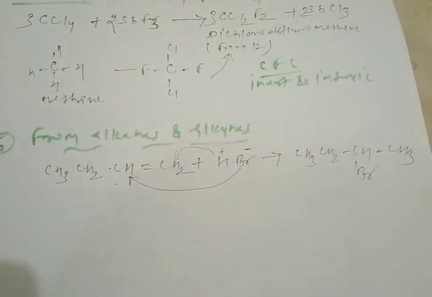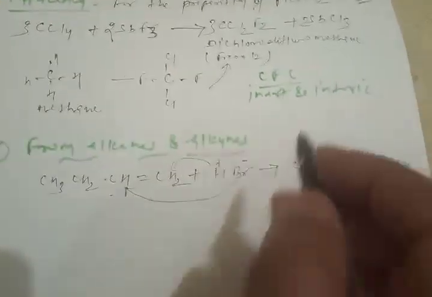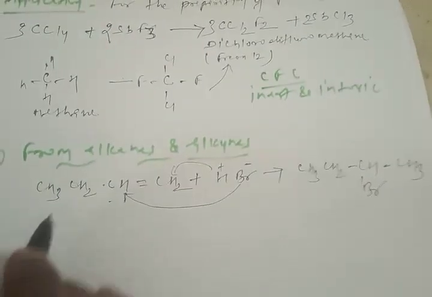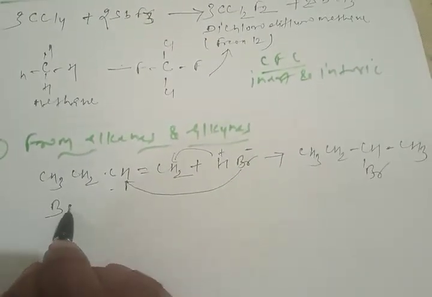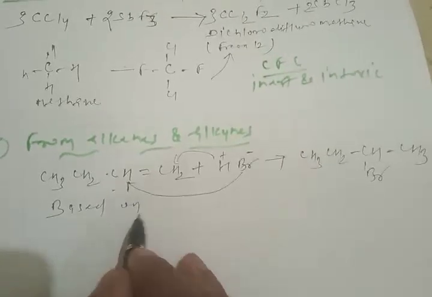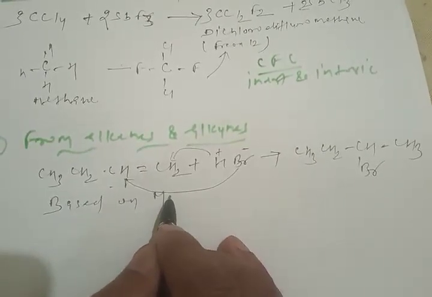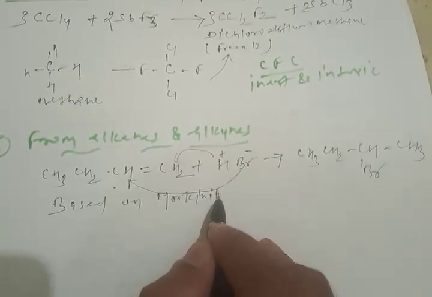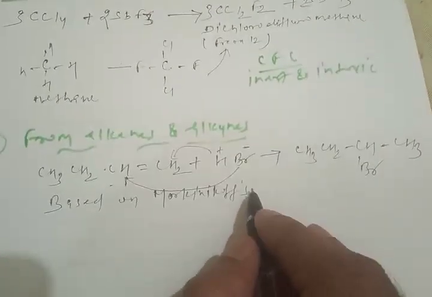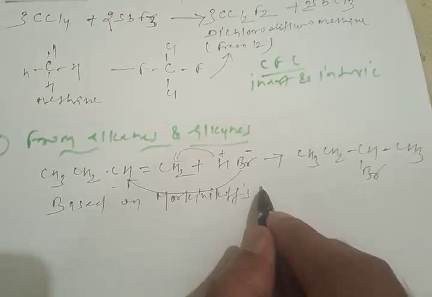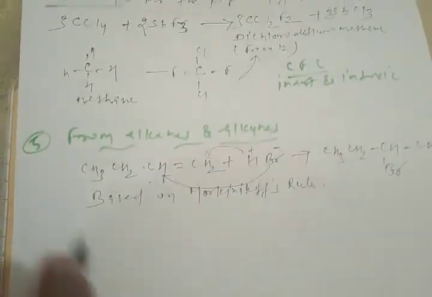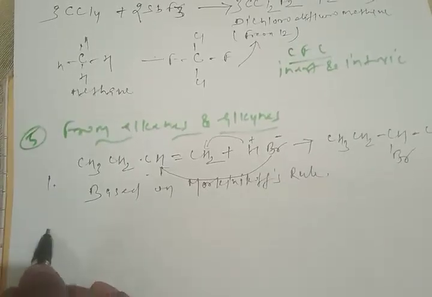And in presence of peroxide, the reaction will be different. So this follows the Markovnikov rule, based on the Markovnikov rule. And just check the spelling. Markovnikov rule. Okay, and then we have another method for the preparation.